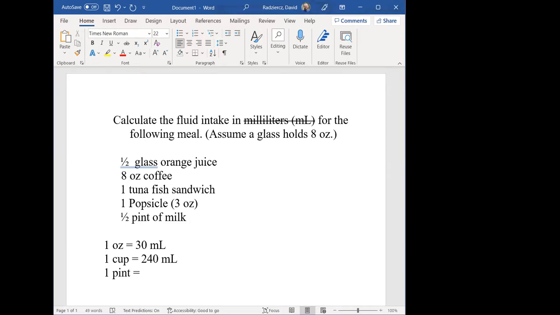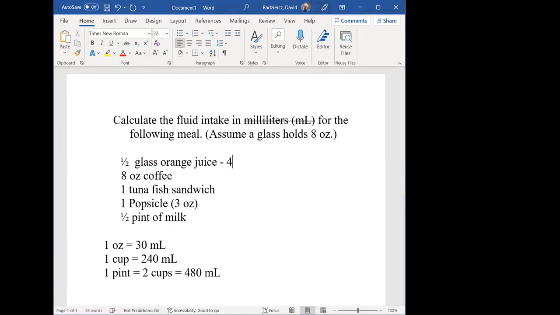Yes. And then what is a pint? By process of elimination, a pint is the same thing as 2 cups, which is the same thing as 480 milliliters. So we can break that down and make sure we know our equivalents. The other thing that is helpful is that we know a glass is 8 ounces. So we can break this down.